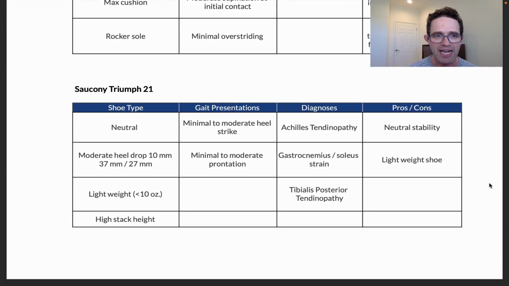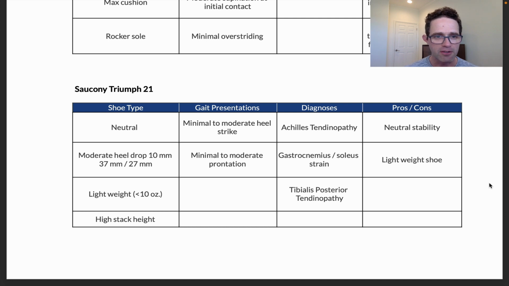And then lastly, we have the Saucony Triumph 21. And it's going to be a neutral shoe. It's also going to have a moderate heel drop of 10, bordering on high heel drop. Pretty high stack height of 37 in the back and 27 in the front. It's very lightweight, which can be really helpful for a lot of people. And it's going to, as I said before, have a high stack height. It's going to be a minimal to moderate heel strike.